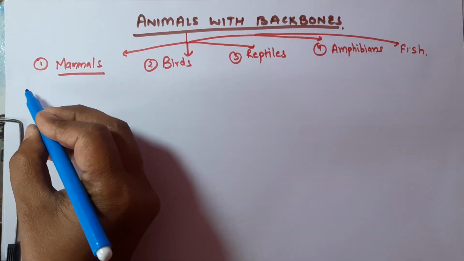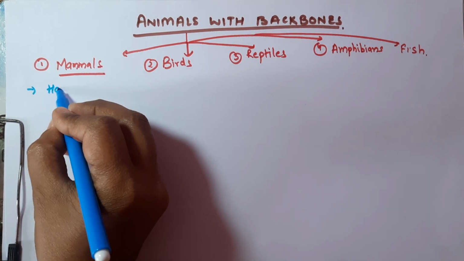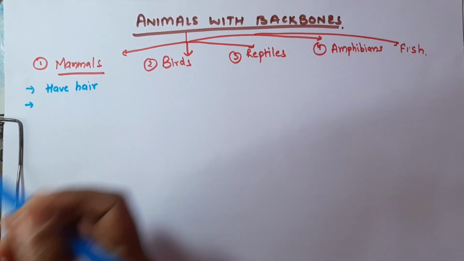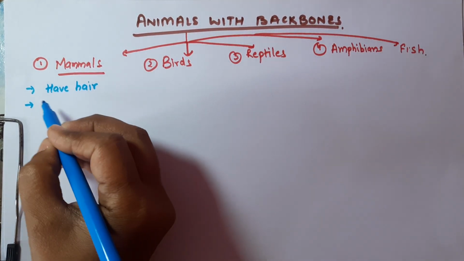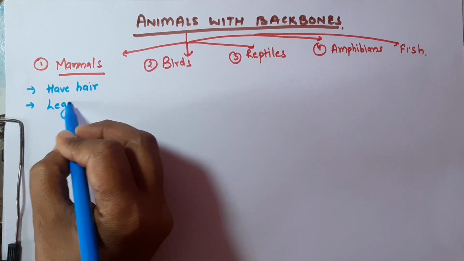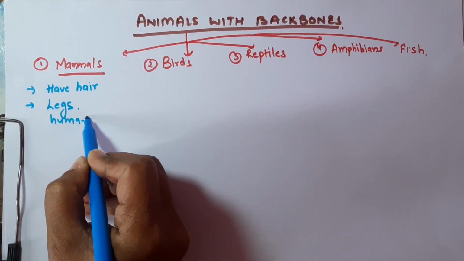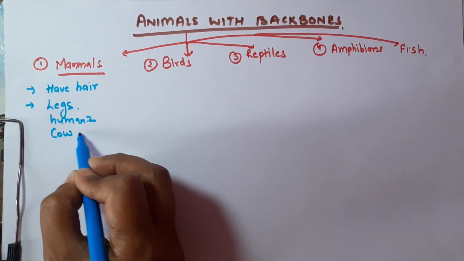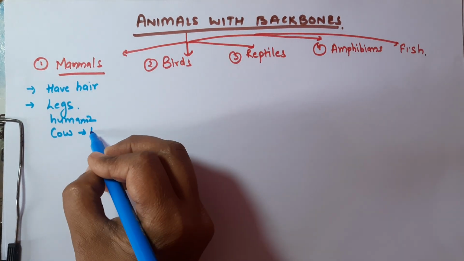So the mammals, we are the mammals, right? Human beings are mammals. So what are the features of the mammals? They have hair. We have hair on our head, hands, legs, etc. And the mammals have legs. Human beings, for example, have 2 legs. And a cow is also a mammal. Mammals are those that give rise to young ones. So they have 4 legs.